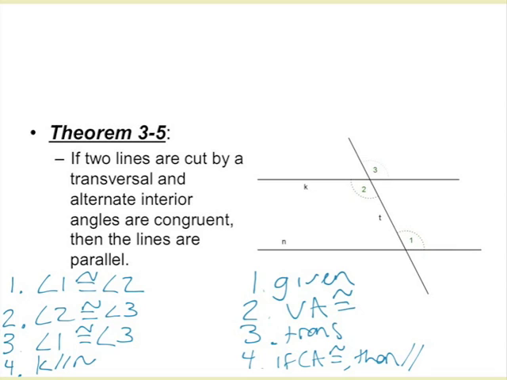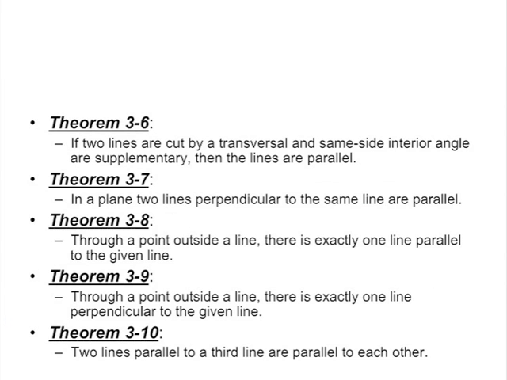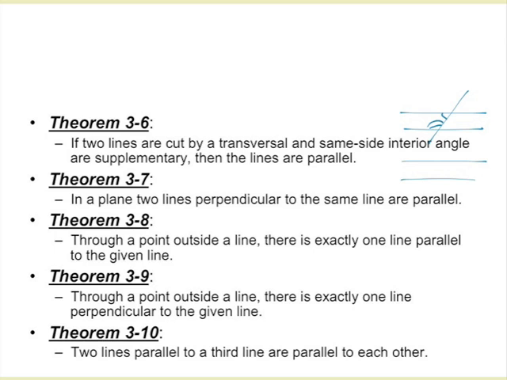So that's two ways that we can look for parallels. We can look for corresponding angles to be congruent, or we can look for alternate interior angles to be congruent, according to this theorem. Several more theorems here that can tell us about parallel lines. Theorem 3.6 says, if the same side interior angles are supplementary, then the lines are parallel. That again is a converse of something we had yesterday. Theorem 3.7 says two lines that are perpendicular to the same line have to be parallel to each other. That also is a converse of yesterday.